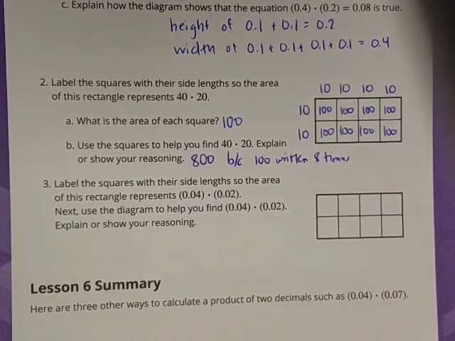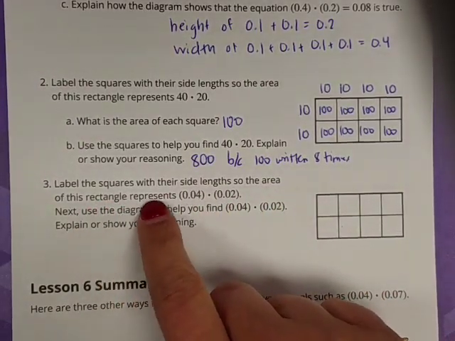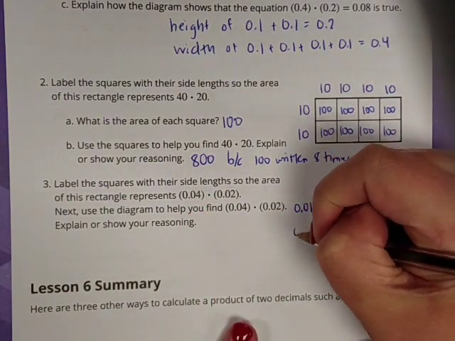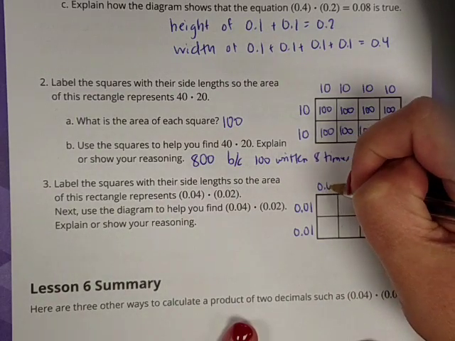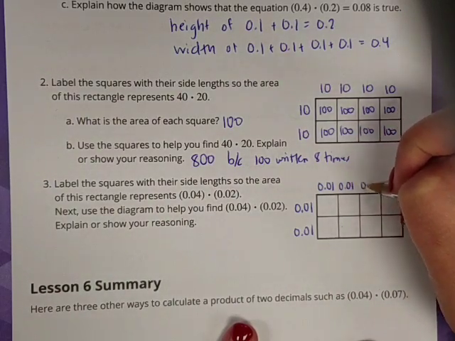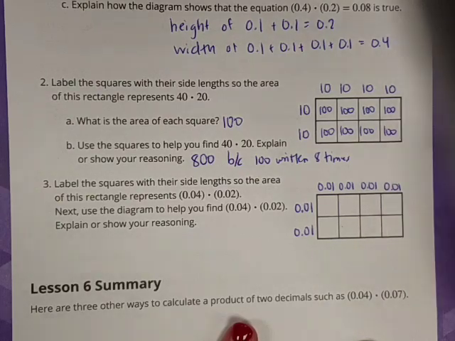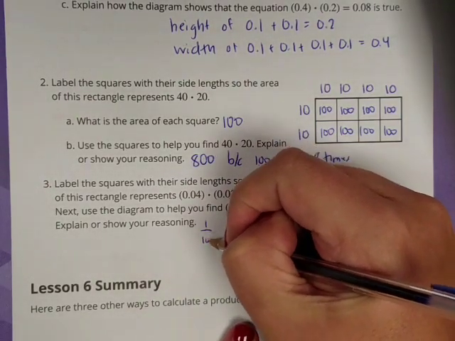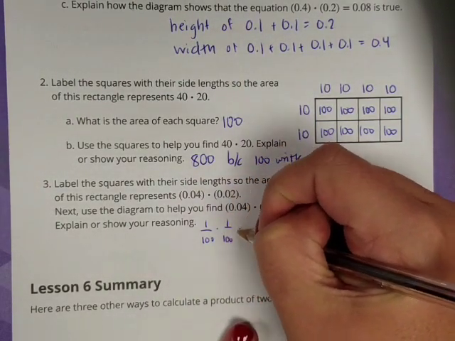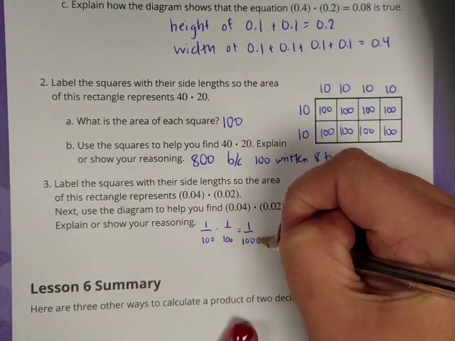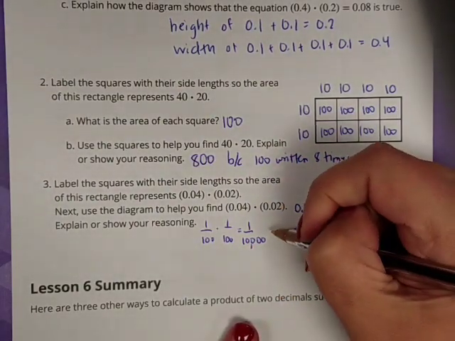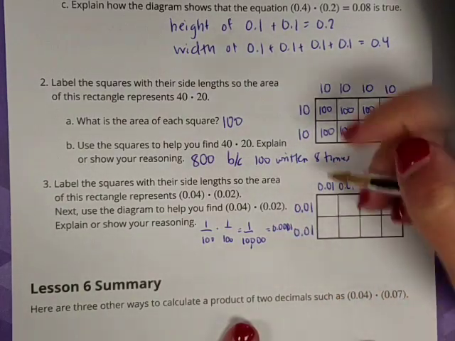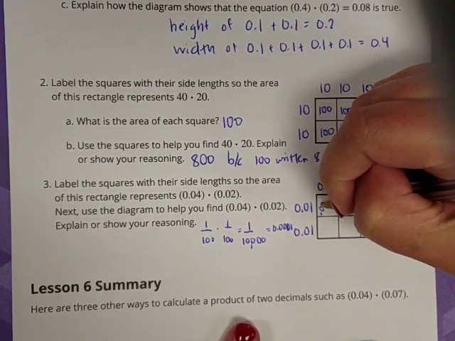All right, last one. We're going to label the squares so that the area of the rectangle represents 4 hundredths times 2 hundredths. So we know this is 0.01, and this is 0.01, and this is 0.01. All of them are the same. So 1 100th times 1 100th equals 1 10,000th. And the way you're going to write that as a decimal is 0.0001.